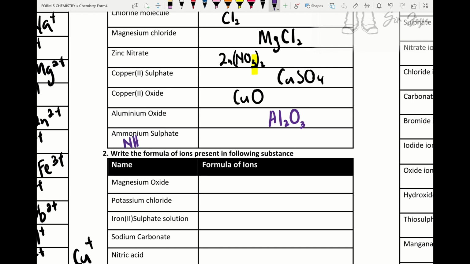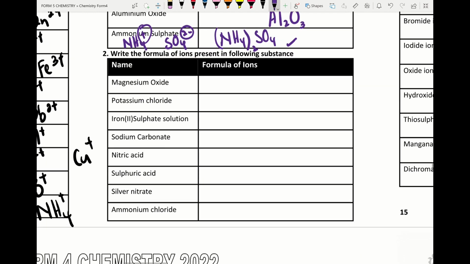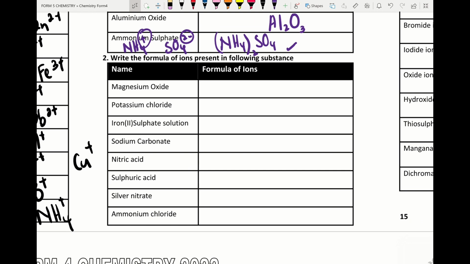sulfate. The formula of ammonium ion is NH4+, sulfate ion SO4 2-. So we put here NH4. Alright, so I put here SO4. Take the 2, put it here. So when we get like this, open bracket and close bracket. Alright, so the 1 no need to put here. So this is the formula, with open bracket and close bracket. So please remember.